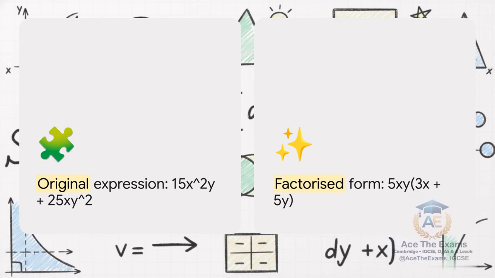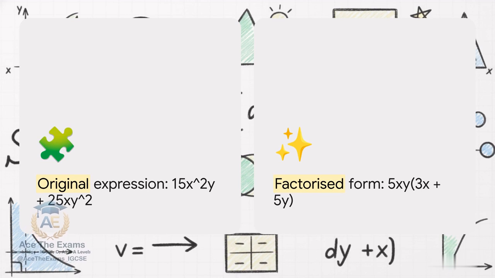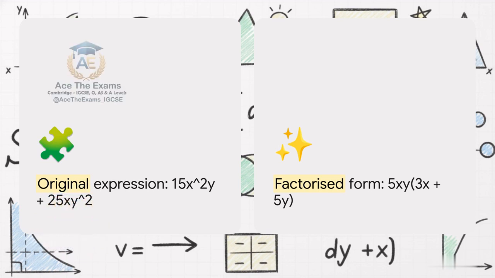Next, look at the variables. The first term has an x squared and the second has a single x. The most we can pull out of both is just one x. Same logic goes for the y's. The first term has a single y and the second has y squared. The most we can pull out is a single y. Put it all together, and our overall common factor sitting outside the bracket is 5xy.